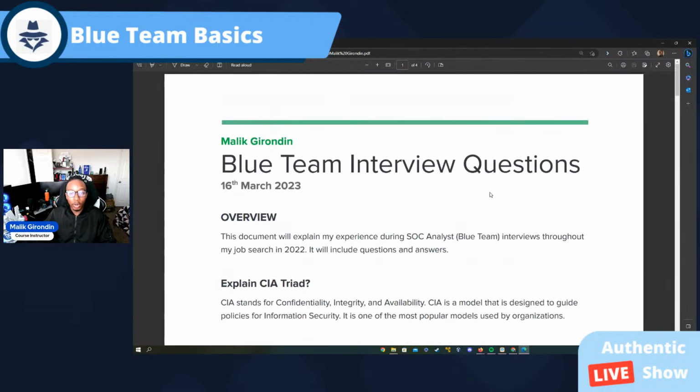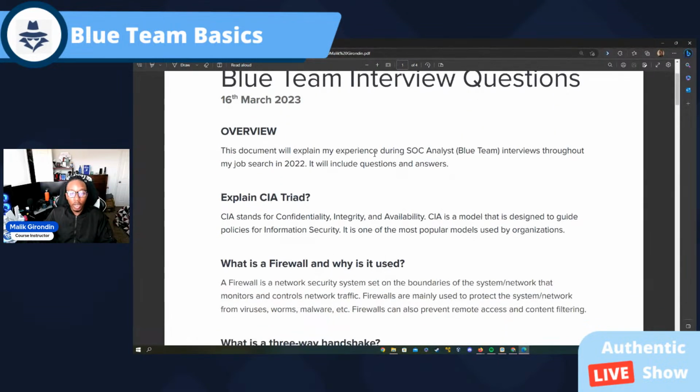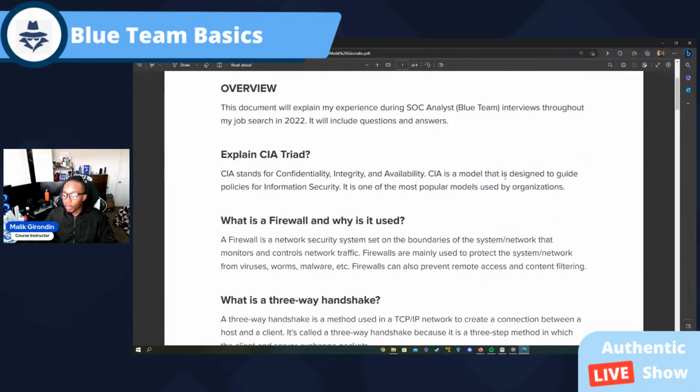All right, so this is blue team interview questions. This document will explain my experience during SOC analyst blue team interviews throughout my job search in 2022. It will include questions and answers. So we're going to go over this, guys, and hopefully you find value in it. Feel free to take screenshots or write down notes on this. Okay. Explain the CIA triad.